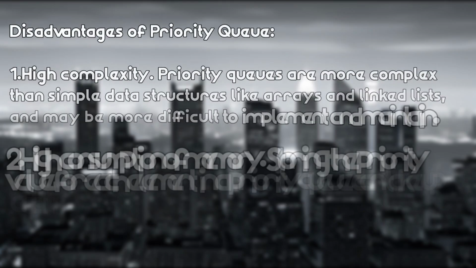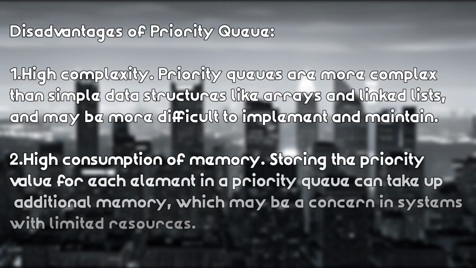Disadvantages of priority queue. 1. High complexity. Priority queues are more complex than simple data structures like arrays and linked lists, and may be more difficult to implement and maintain. 2. High consumption of memory. Storing the priority value for each element in a priority queue can take up additional memory, which may be a concern in systems with limited resources.